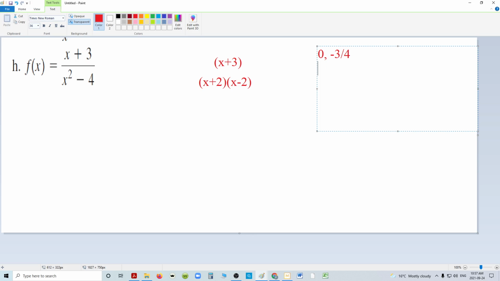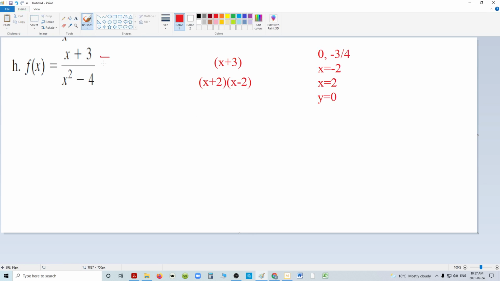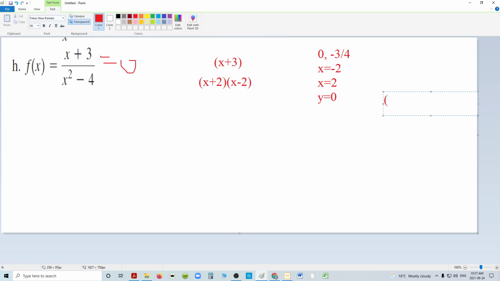When x, you have a vertical asymptote at x is equal to minus 2 and x is equal to 2. The terms above are lower than the terms below, so you have a horizontal asymptote at y is equal to 0. Does it ever cross the horizontal asymptote when this is equal to 0? Yes, it does, when x is minus 3, which means you also have a point where it crosses the horizontal asymptote at minus 3 comma 0, which is the x intercept, right? So that's a lot of information.